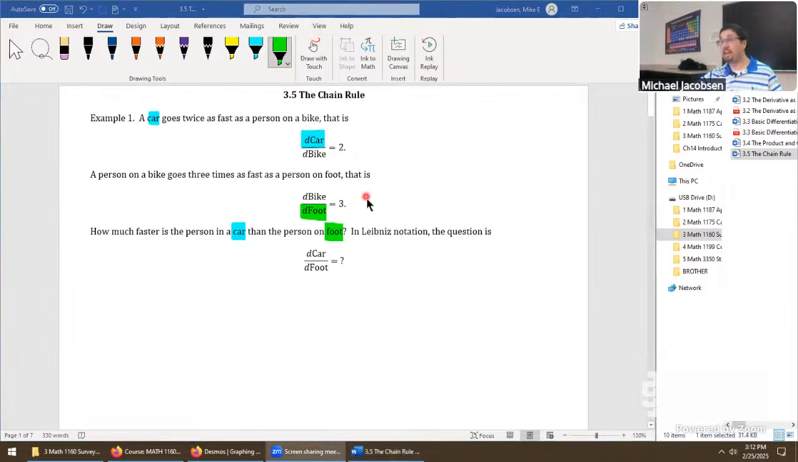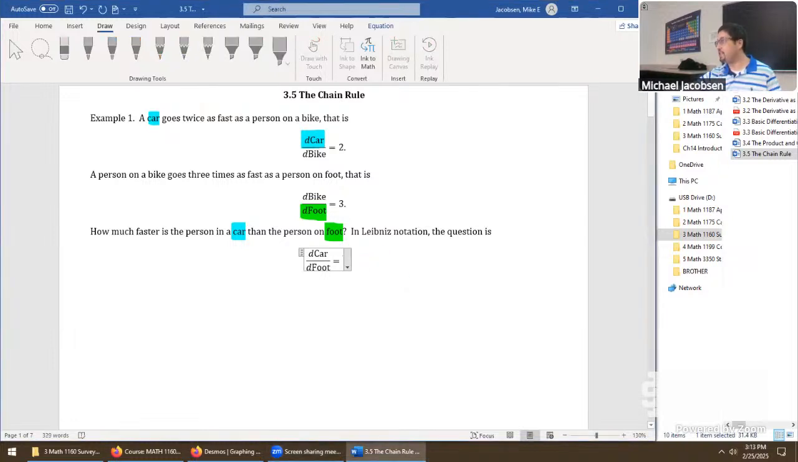We just multiply the rates of speed. And that's the fundamental idea with the chain rule. Rates multiply in this kind of configuration. Another thing to notice here is that there's a kind of function composition. There's a function relating car to bike, bike to foot, but car down to foot is also being related through. So we're dealing with function composition essentially each time we're dealing with a chain rule.